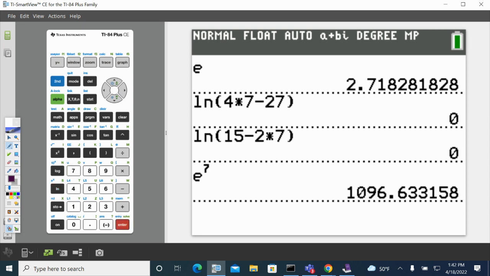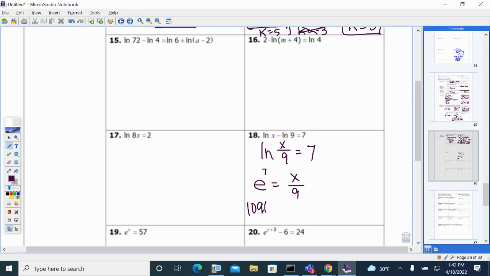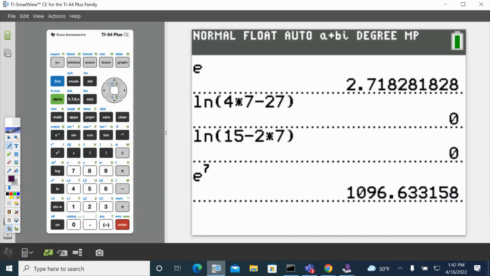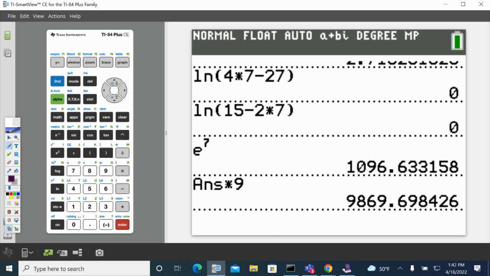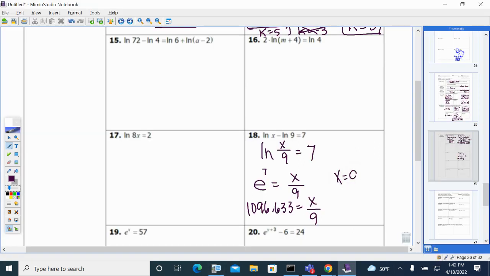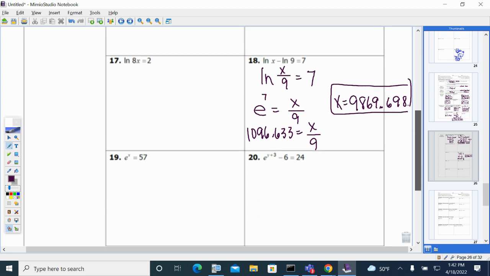So e to the 7th power, we're going to use that button, second natural log, e to the 7th is 1096.633 is equal to x divided by 9. So then we'll multiply by 9 and find that x is equal to 9,869.698. Again, you would want to make sure that you double check, plug that in for x, and make sure that the left side does equal the right side in the graphing calculator. I will let you know that it does work.